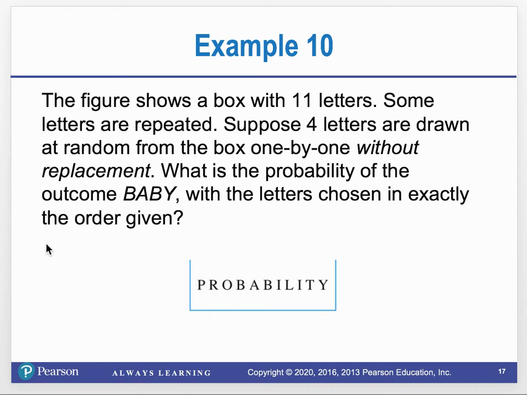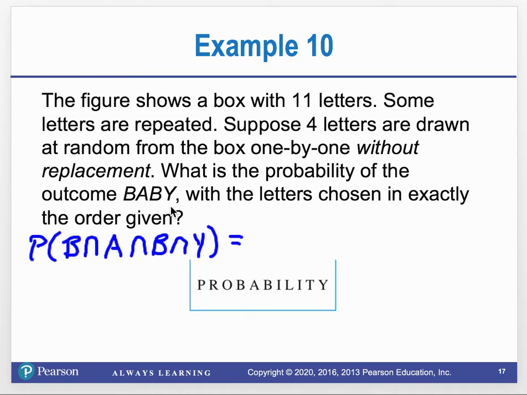What I need to realize about this is that it means what's the probability that I draw a B and then an A and then a B and then a Y. This is what's important. I have to realize this is an "and" event. If I want those letters chosen in that order, then it means draw a B out and then draw an A and then draw a B, etc. So once I realize it's an "and" probability, I just multiply them.